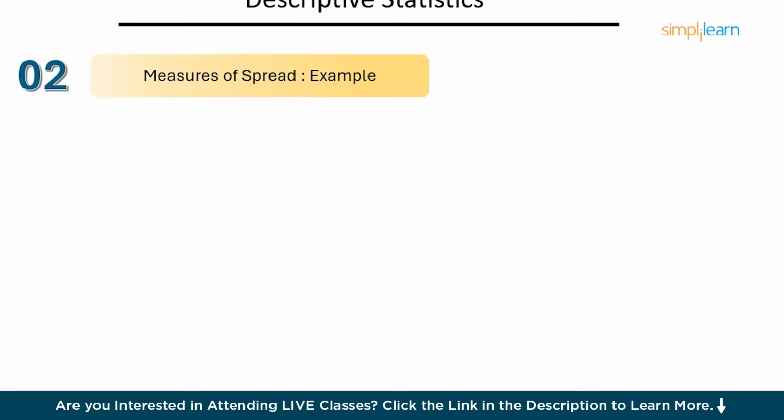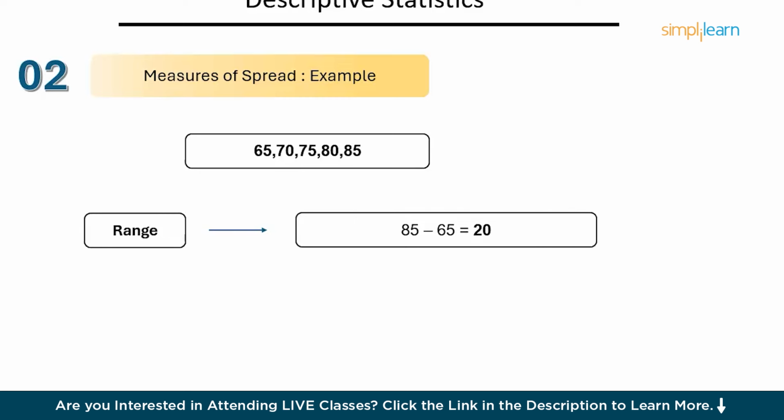Let's use an example to understand measures of spread, range, variance, and standard deviation, which help us understand how spread out or dispersed the data is. Consider the test scores of 5 students. Now, we want to find the range. The range is the difference between the highest and the lowest values in the dataset.